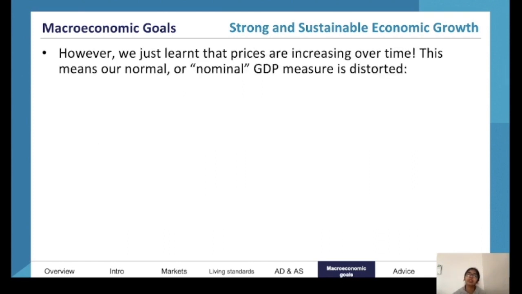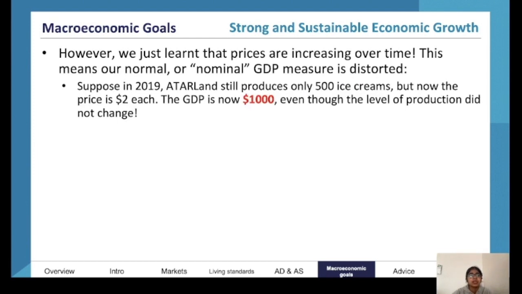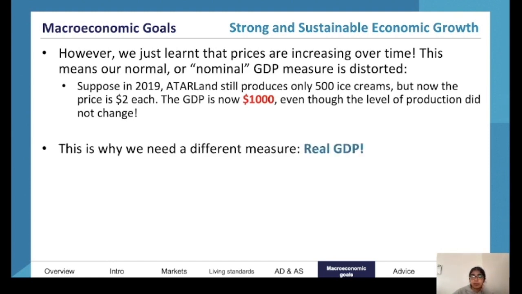But we also just learned that prices are increasing over time. So our normal, or nominal, GDP is not quite accurate. As prices are increasing, we're going to get a false indication of the GDP increasing, even if we actually don't produce more. So let's say in 2019, ATAR land produces 500 ice creams, but the price is actually $2 each. The GDP is going to be 1,000, so 500 times 2. But the amount of ice creams they produce is exactly the same. So we haven't increased the amount we produce. We've just increased the value of what we produce.